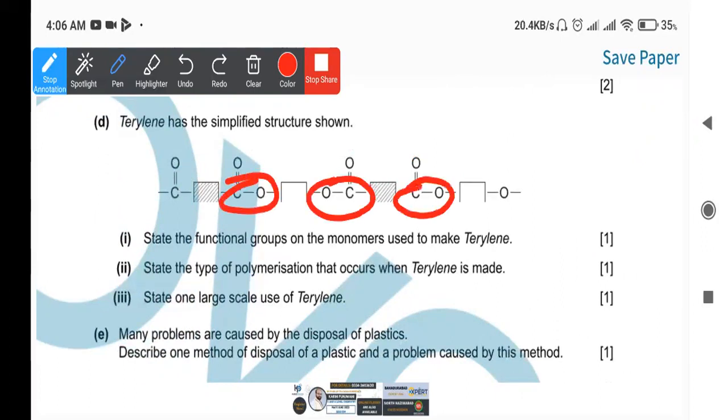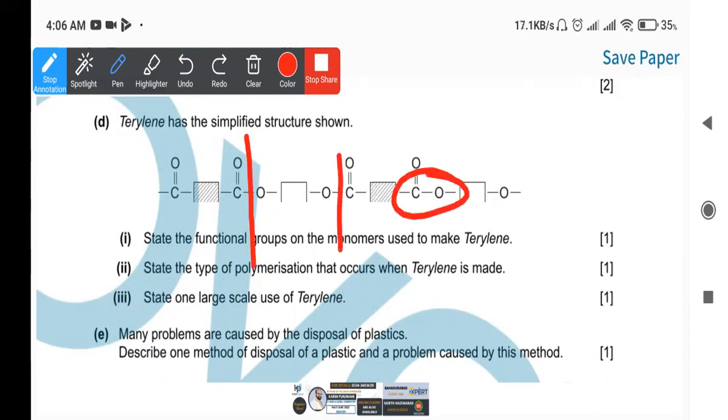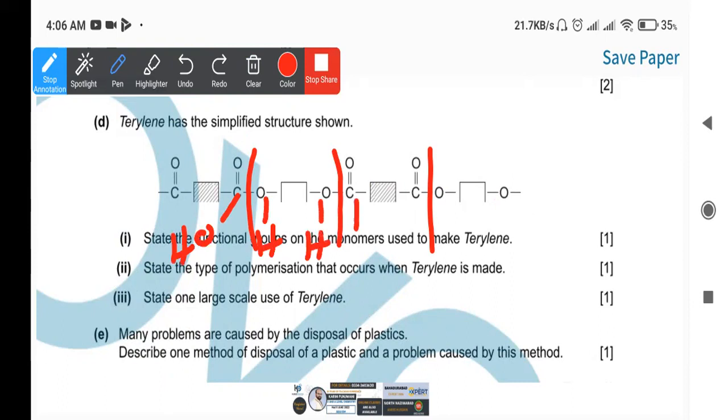COOC. Okay, so what can be the monomer? Let's break from the middle, between the carbon atom and the different atom. Look, it's all the same concept. So with the carbon atom, we attach OH. With the other atom, we attach H. H, OH, OH.